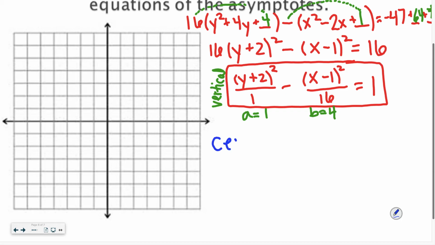Our center, please be careful here. Remember, we need to grab the x, then the y. It's very tempting to write our center as the order in which we see it, but our center really is 1, negative 2.